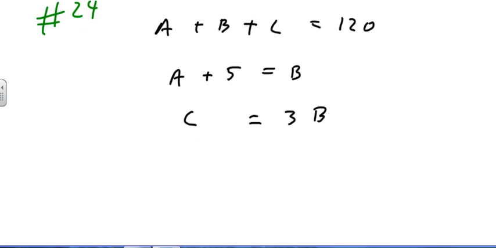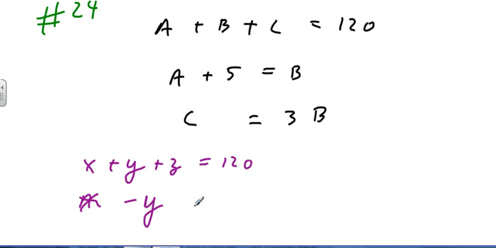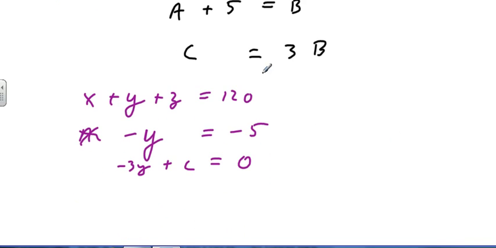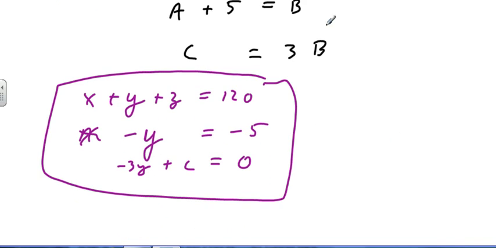I'm going to rewrite them: X plus Y plus Z equals 120. X minus Y is minus 5. And minus 3Y plus Z is 0. So I have 3 equations, 3 unknowns. There's multiple ways we can solve that, but we already saw that our calculator does 3 equations, 3 unknowns, so that's what we're going to do.